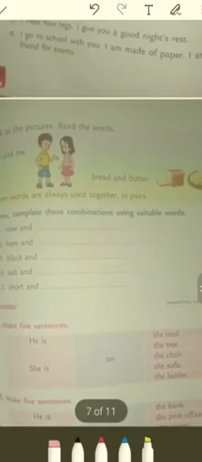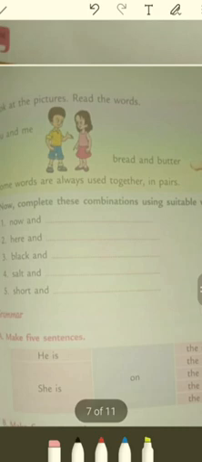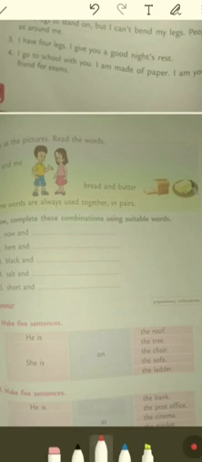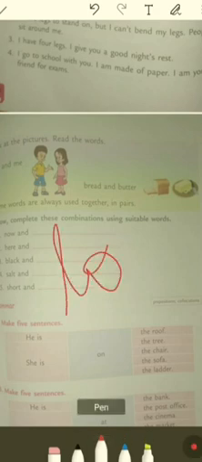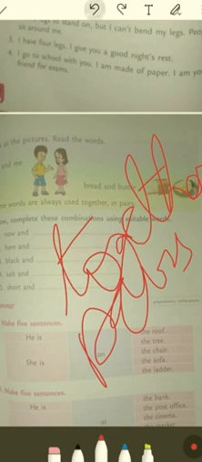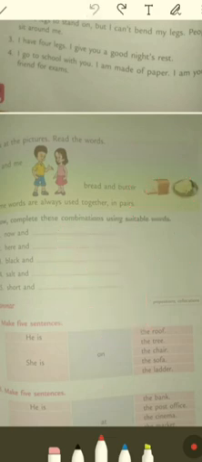So let's move on with the discussion now. What do we have? Let's see. Look at the pictures, read the words. You and me. Bread and butter. Some words are always used together in pairs. Pair means in two. Clear? So given below are a few words, and you are asked to write suitable words to complete the pair.